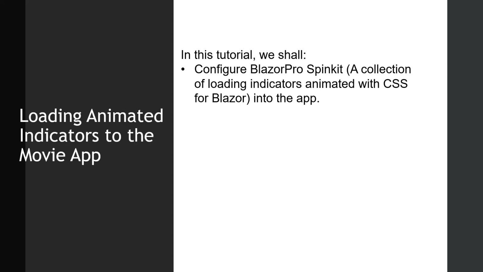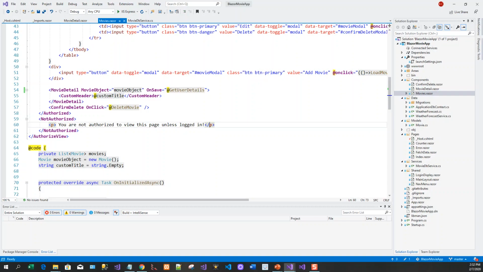All right, so we will be configuring the BlazorPro Spinkit for exactly this purpose, and there are a few steps, so please go through the entire lecture. So let's flip over to Visual Studio.